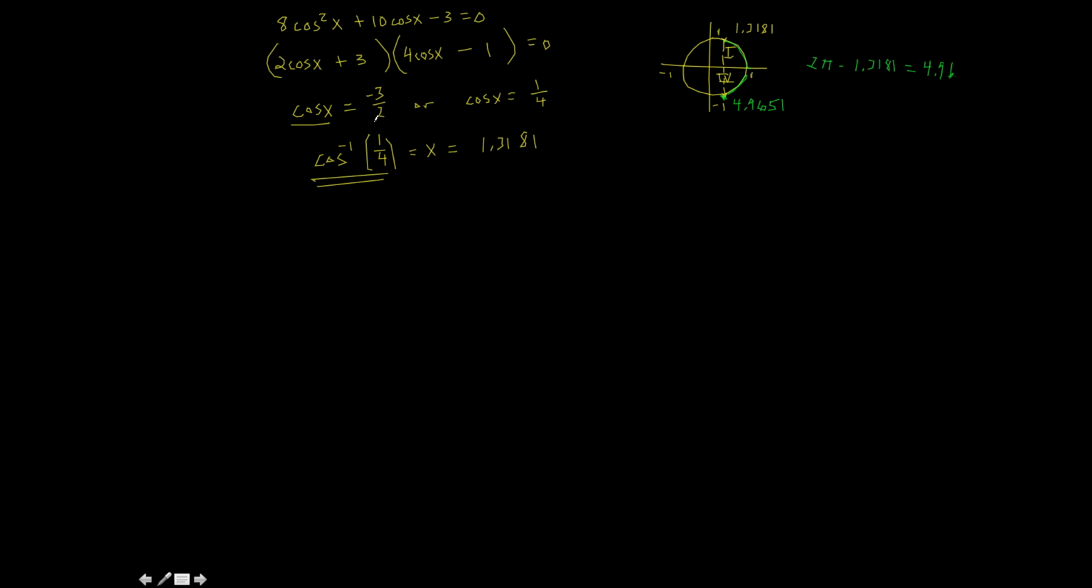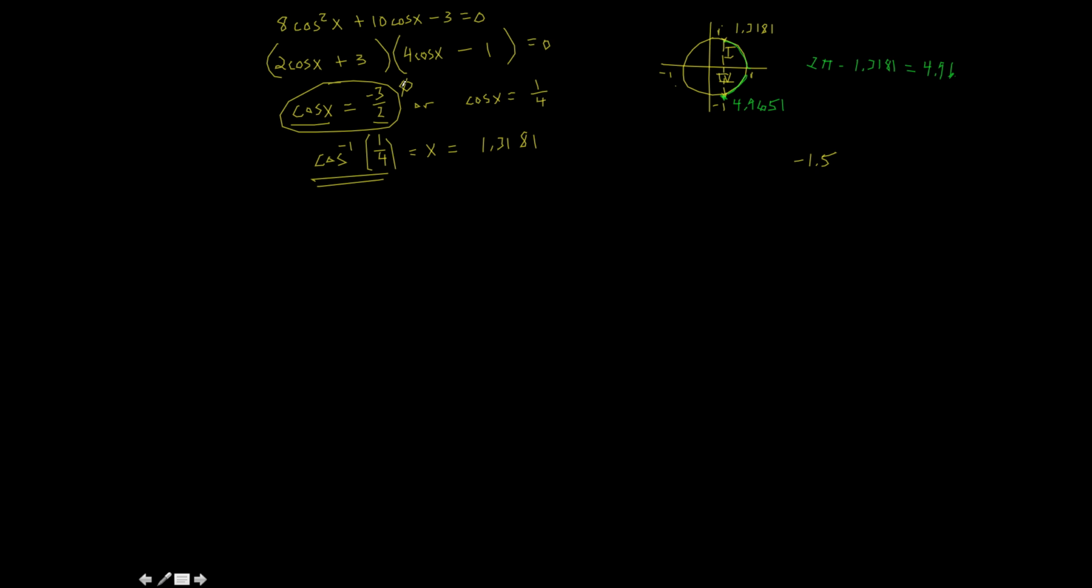All right, now let's look at the other one. Where does cosine x equal negative 3 over 2? Well, there's a little bit of a problem here, because negative 3 over 2 equals negative 1.5. Negative 1.5 is not on this unit circle, because we only go from negative 1 to 1. So this part of the problem has no solution.